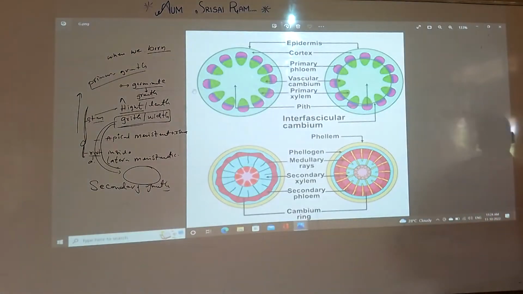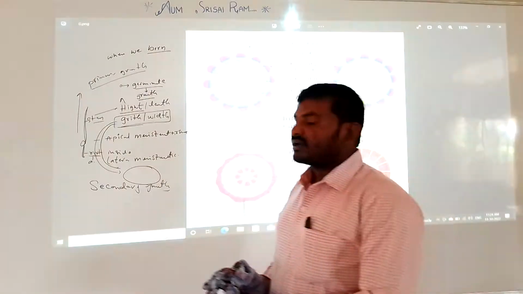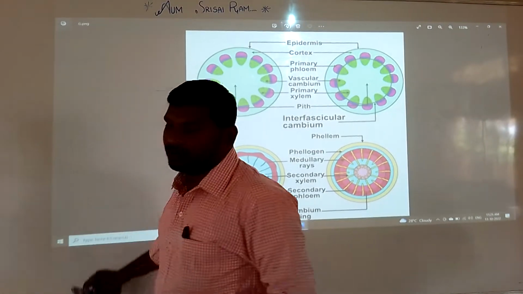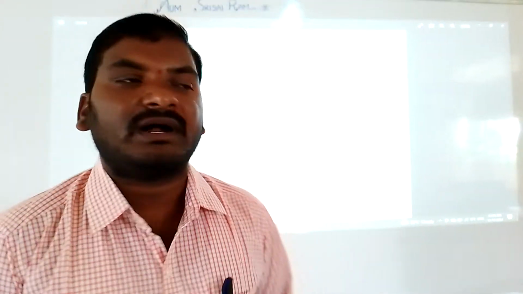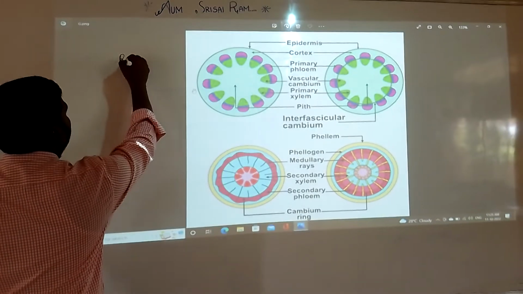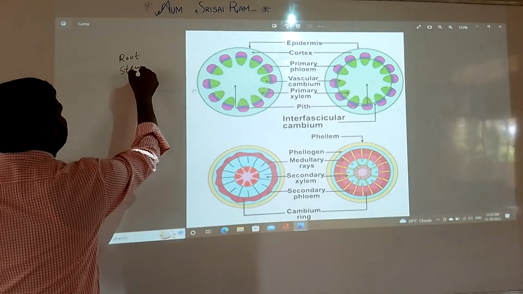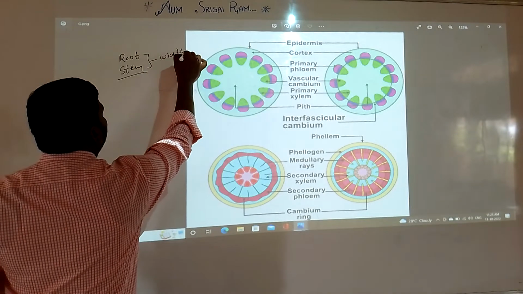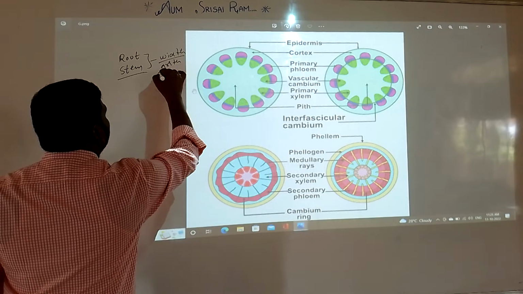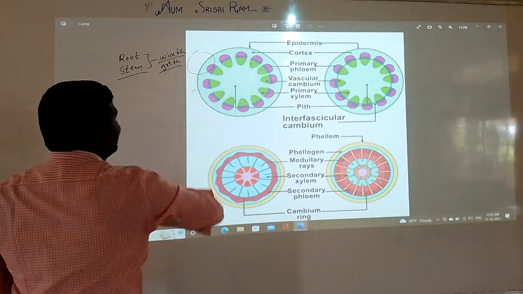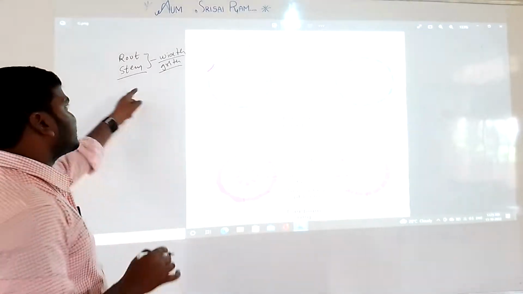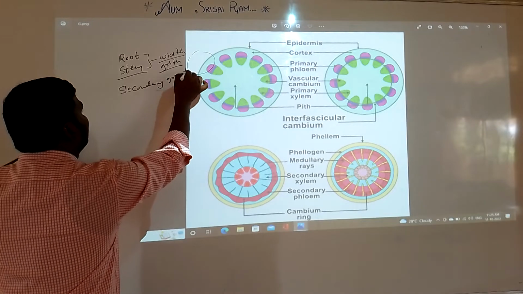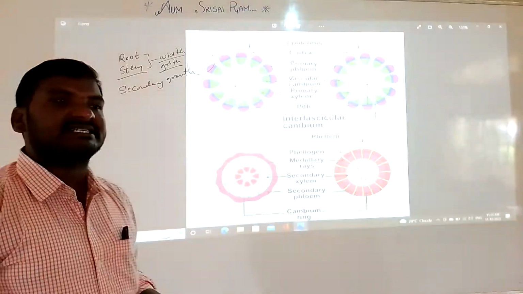There is a definition. What is the meaning of secondary growth? Secondary growth is nothing but the growth of plant parts like the root and stem. We have the root in the plant, we have the stem in the plant. When the root and stem increase in width, that means the area and the size will increase. That is called what? Secondary growth. Tell me, which tissue is responsible for secondary growth?